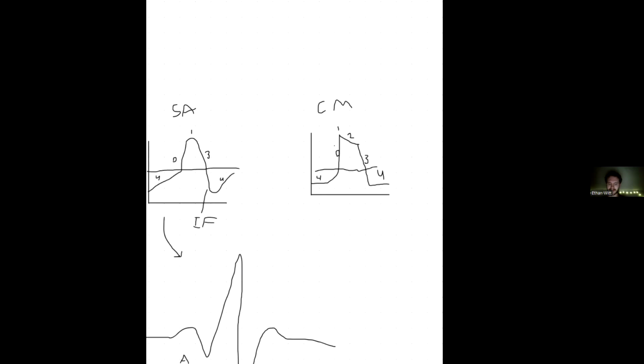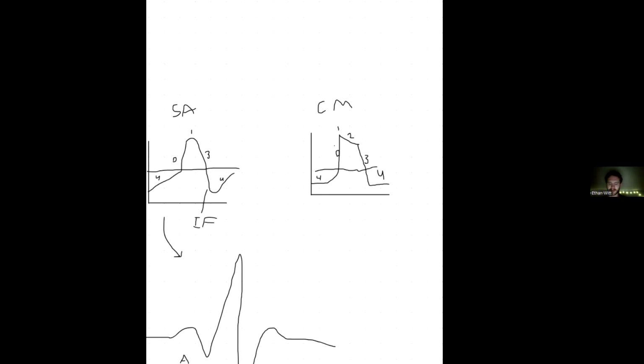We see this relatively steep phase 0. These are all of our voltage gated sodium channels opening up, and sodium's rushing inside of the cell because that's the way the chemical gradient is set up. Our cells draw in that sodium.